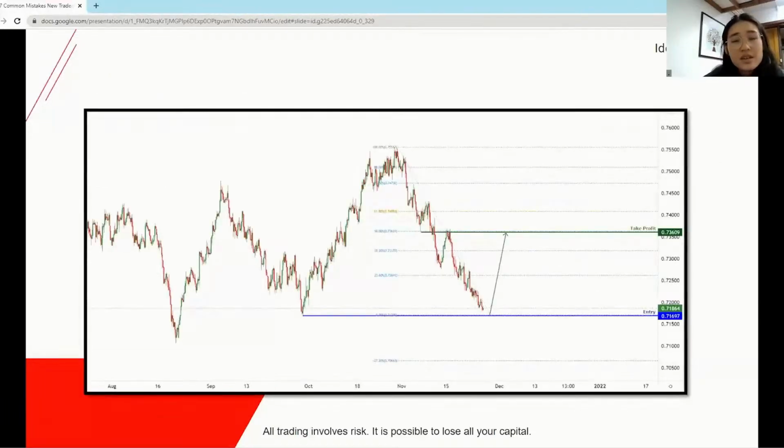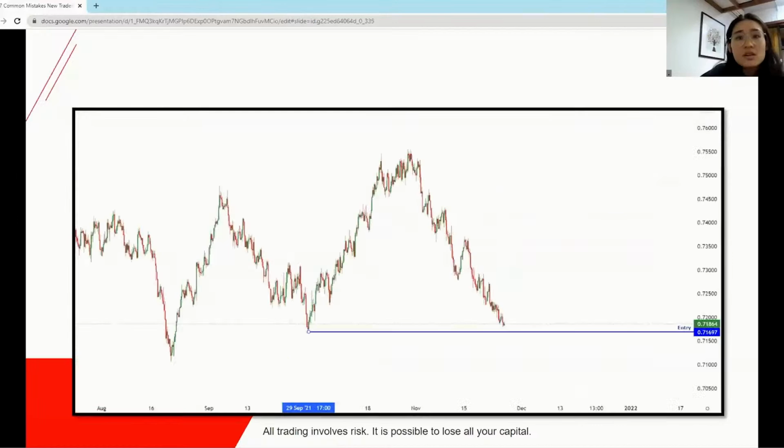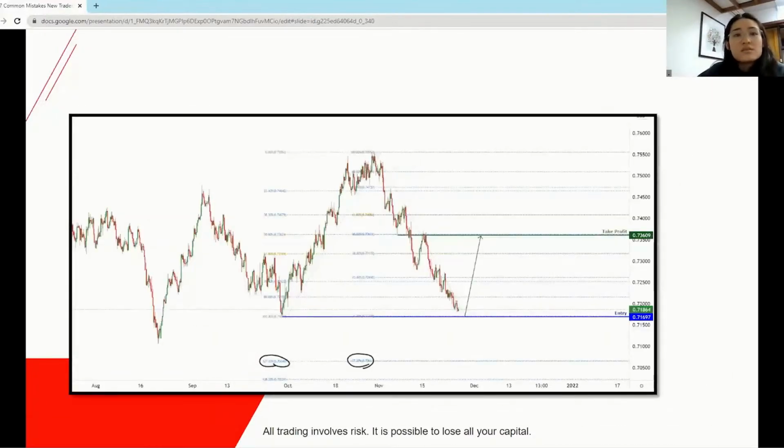Okay, here's another example. So we have our entry here at the swing low and our take profit at our first resistance level. So we're expecting price to rise from our entry to our take profit while keeping note of some of these Fibonacci levels over here.